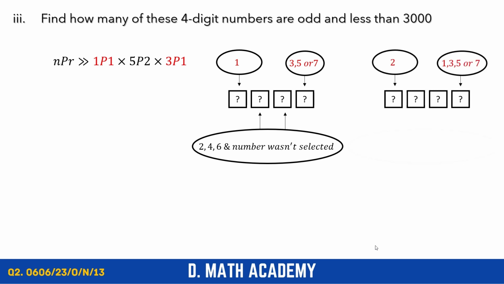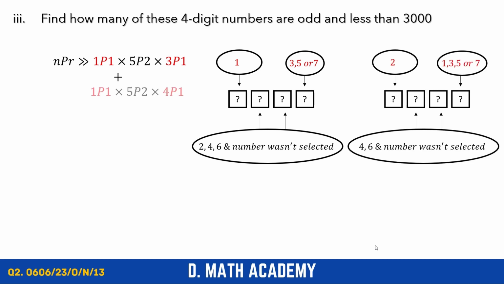So I created 2 lists over there. Let's say I selected 1 as the first number, which means the last digit will only have 3 options left. So I have 1P1 at the front and 3P1 at the back. The center value will be 5, because out of the 7 numbers, we selected 2 already, so we have 5 left to fill up the 2 spaces. So 1P1 times 5P2 times 3P1.